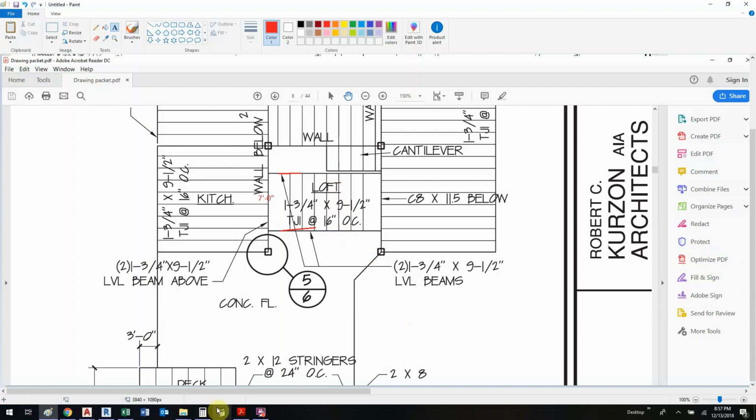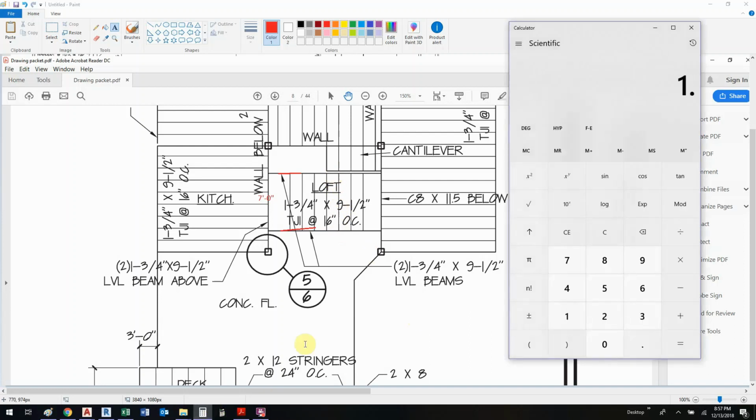So let's do the math here. 1.75 plus 1.75 equals 3.5 inches. All right, so we have 3.5 inches on either side. So we multiply that times 2. And now we have 7 divided by 12 to put that into feet. Now we're going to subtract that from 7 feet.